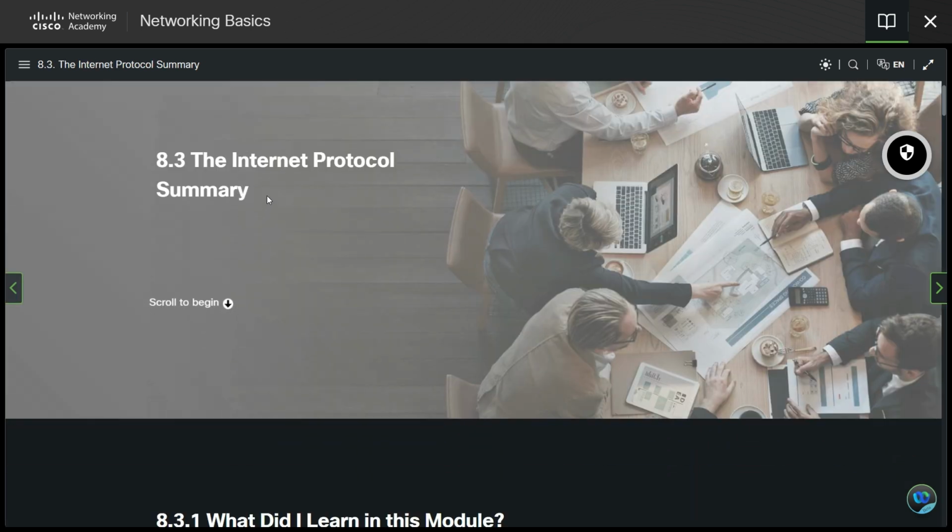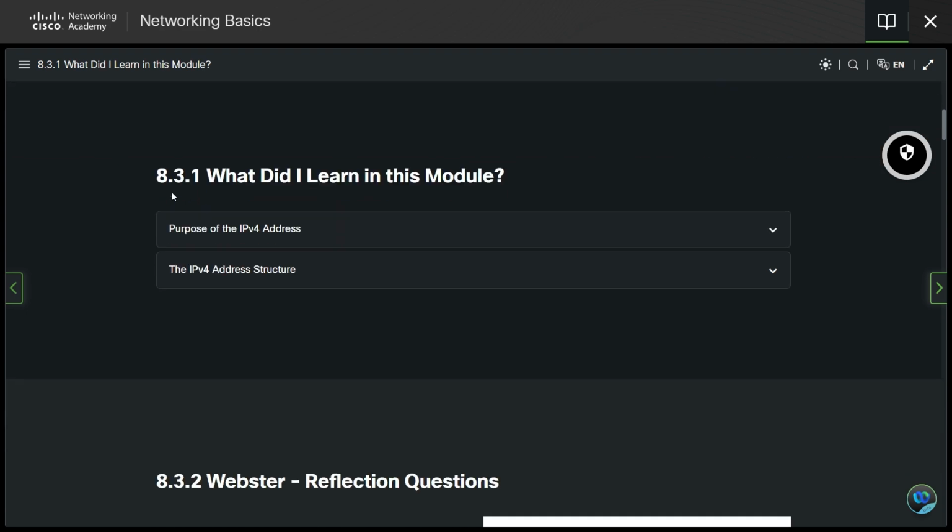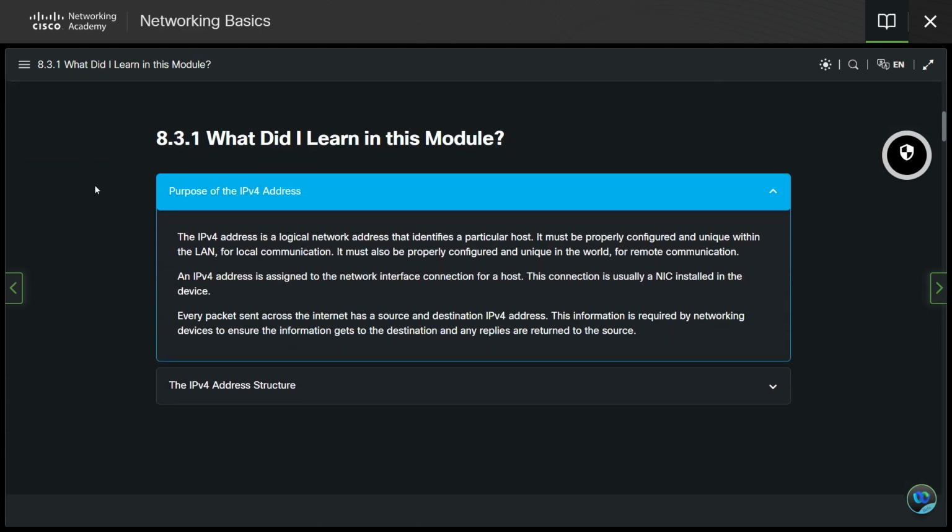And finish with the Internet Protocol summary. What did I learn in this module? The IPv4 address is a logical network address that identifies a particular host. It must be properly configured and unique within the LAN for local communication. It must also be properly configured and unique in the world for remote communication. An IPv4 address is assigned to the network interface connection for a host. This connection is usually a NIC installed in the device.